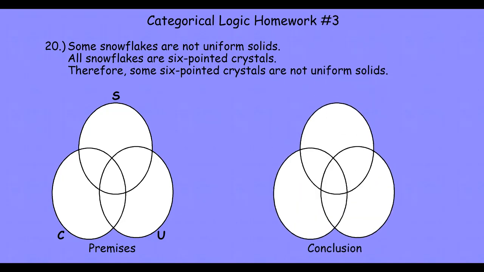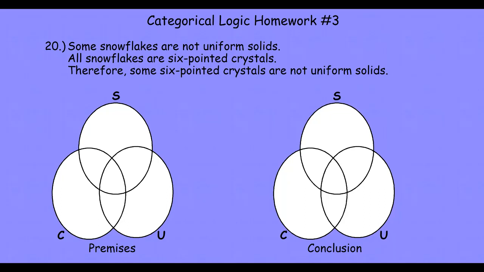Again, all three circles, label it conclusion. Minor term, six-pointed crystals, subject of the conclusion, bottom left. Major term, uniform solids, predicate of the conclusion, bottom right. Middle term, the term that's in both premises, snowflakes, S, up top. Now that we've got our diagrams, we want to fill in what has to be true in order for both of our premises to be true, and then what has to be true if our conclusion is going to be true. So we'll start with our premises.